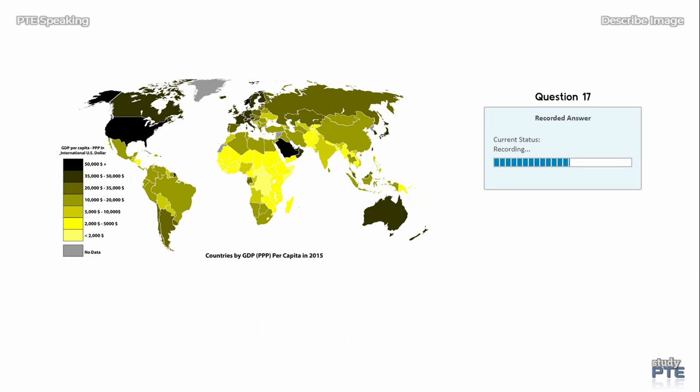is less than $2,000. In conclusion, it can be stated that this image shows very crucial and interesting information about countries with GDP per capita.